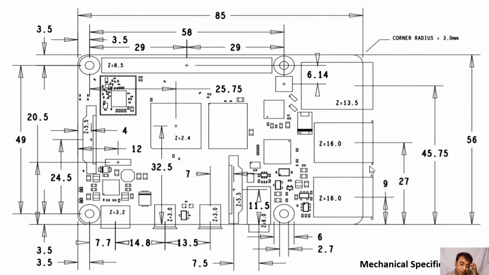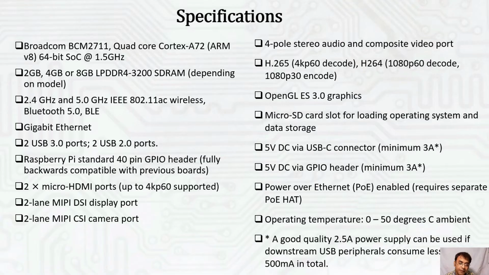This is the mechanical specification of Raspberry Pi, as you can see. Specification of Pi 4 having a Broadcom BCM2711 quad core Cortex A72 ARM V8 64-bit SoC chip 1.5 GHz. Guys, you can also read out from this particular specification. So already I told you this model having two HDMI ports by which you can connect two parallel LCD or monitor, and having type C port.